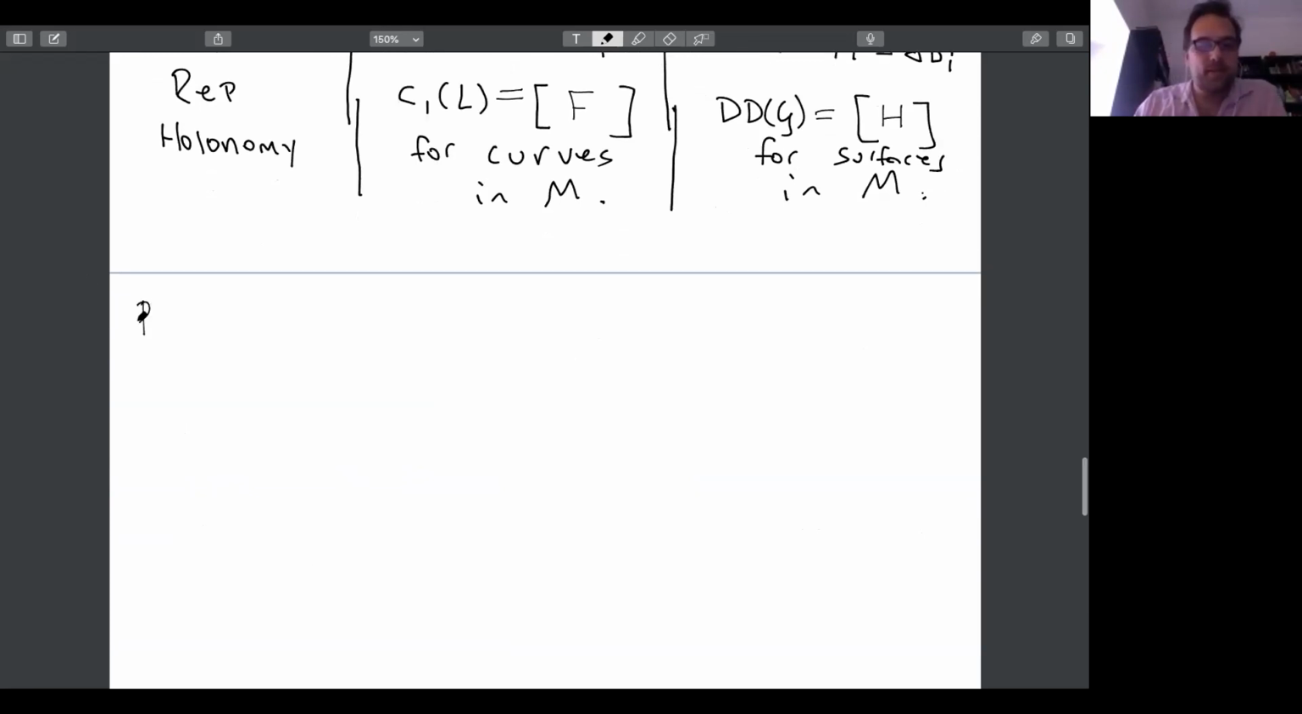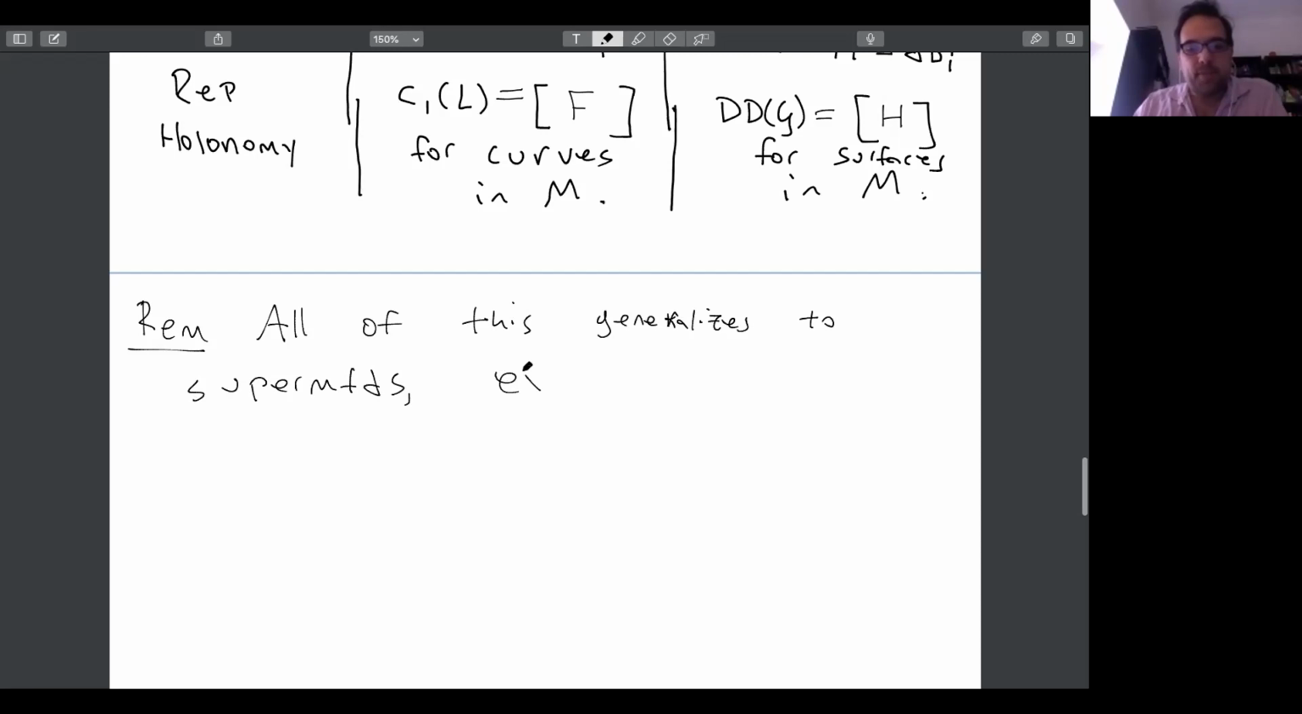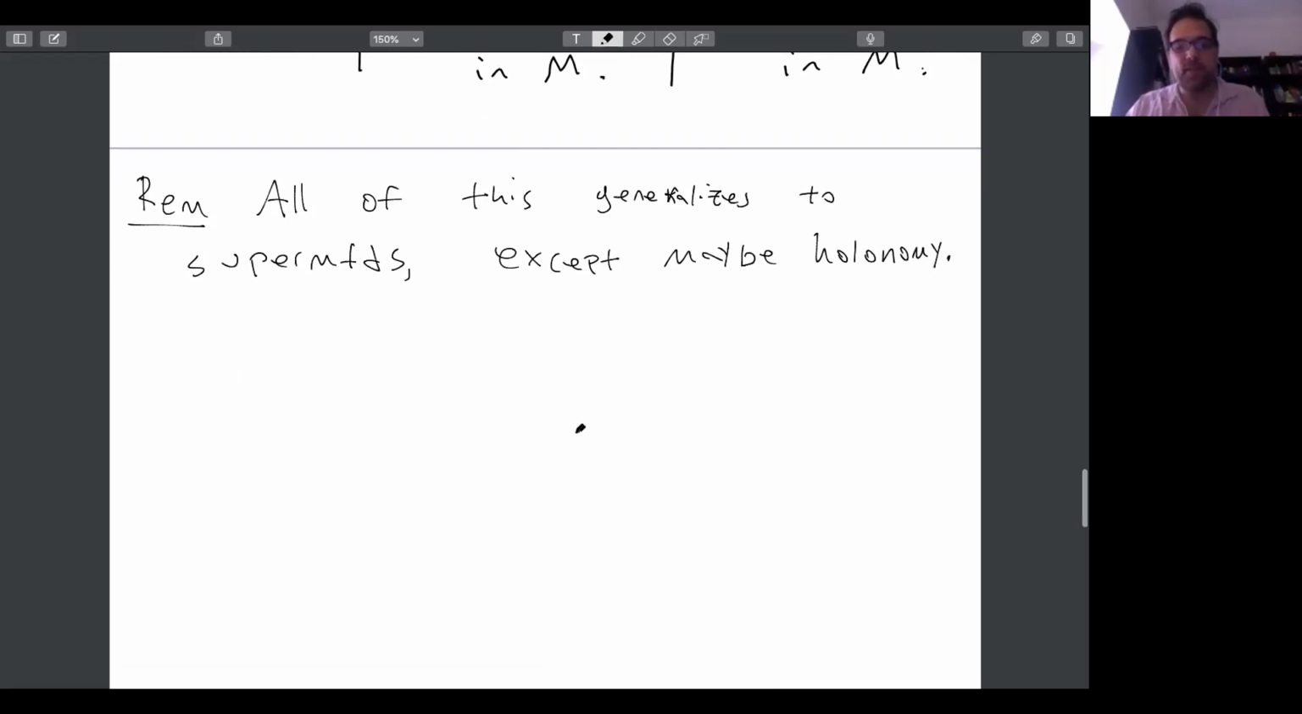So all of this generalizes to supermanifolds, except maybe holonomy, because holonomy involves integration, and integration on supermanifolds is a bit subtle.